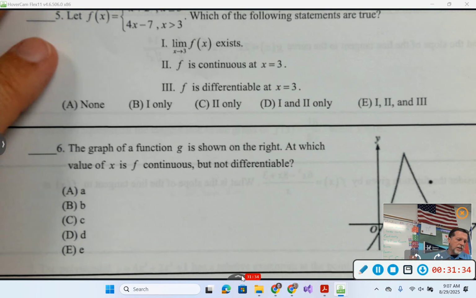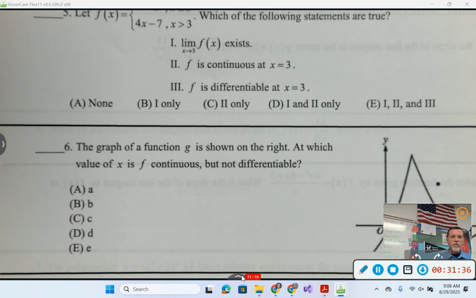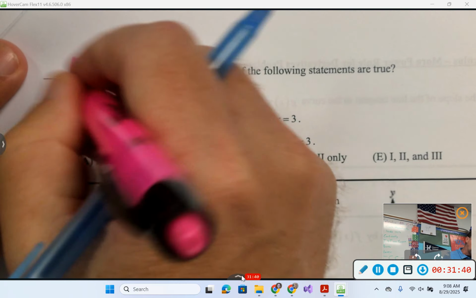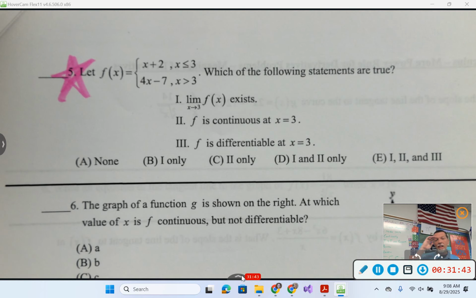Number 5. Let f of x equal that thing. Which of the following statements are true? Guaranteed you'll get one like this on the test. Just go ahead and guarantee that. Which of the following statements are true?